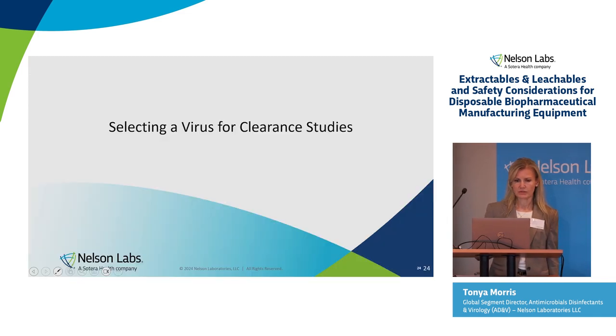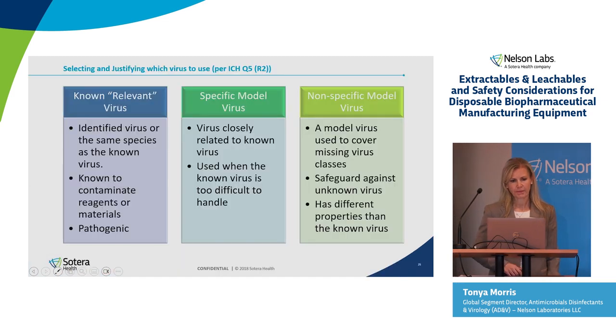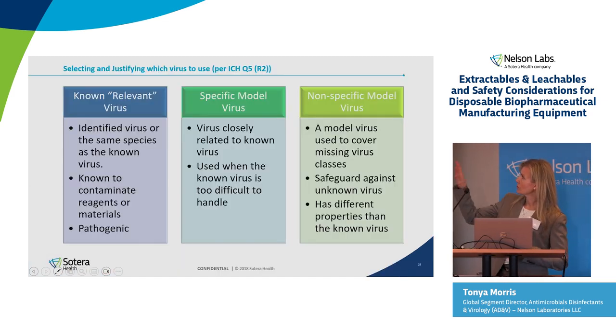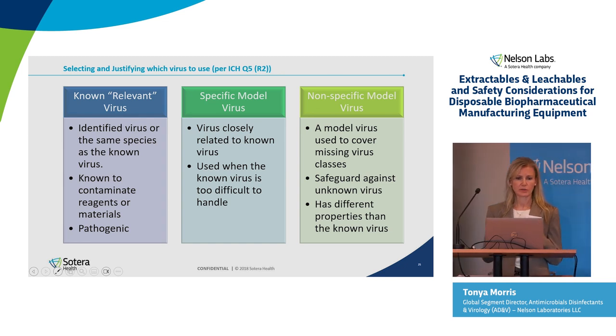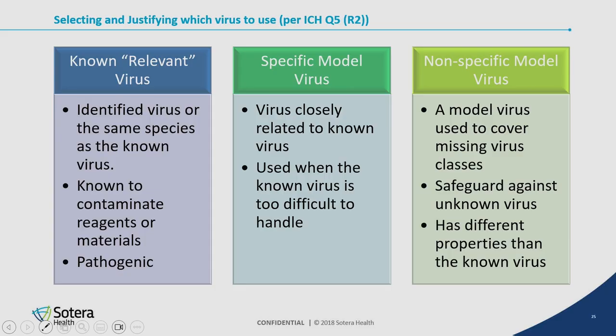Now we get into the fun stuff. So selecting a virus for the clearance studies. These are the 3 categories that the ICH specifies. A known relevant virus, which is one that you might identify in your reagents or your raw materials, or it's known to the cell line. Normally, whether it's pathogenic or not would make it relevant or non-relevant. If it's not pathogenic, it may not be relevant, and you might have a justification to not use that particular virus as being a relevant virus.